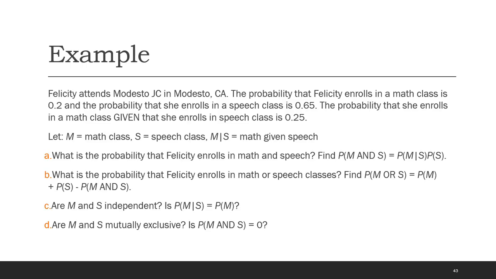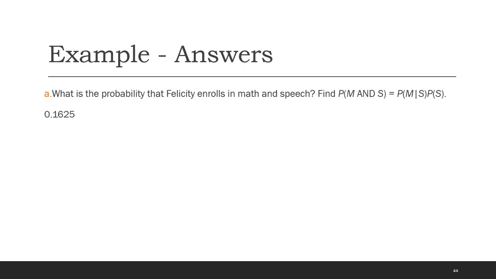So we have Felicity attends a junior college, and the probability that she enrolls in a math class is 0.2. The probability that she enrolls in a speech class is 0.65, and the probability that she enrolls in a math class given that she enrolls in a speech class is 0.25. So M will stand for math class, S will stand for speech, and M given S will be math given speech. Okay, so we're now going to go through just another handful of questions with the information that we have and just see what we can do with it.